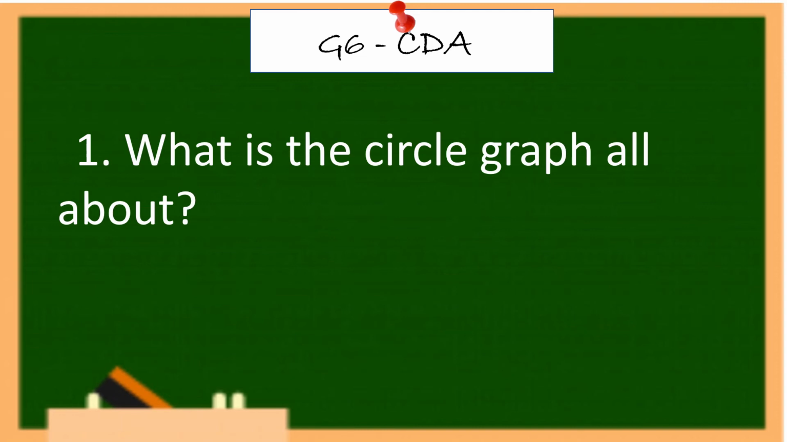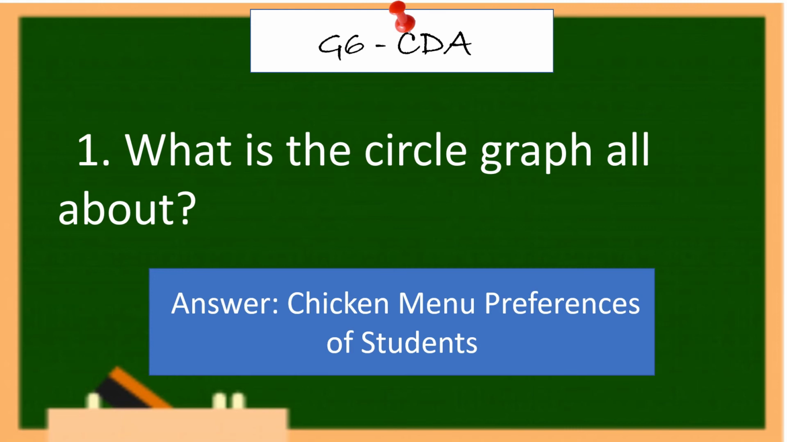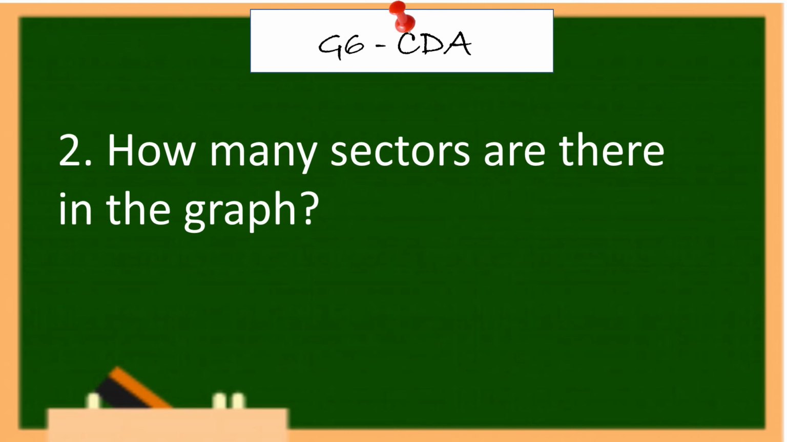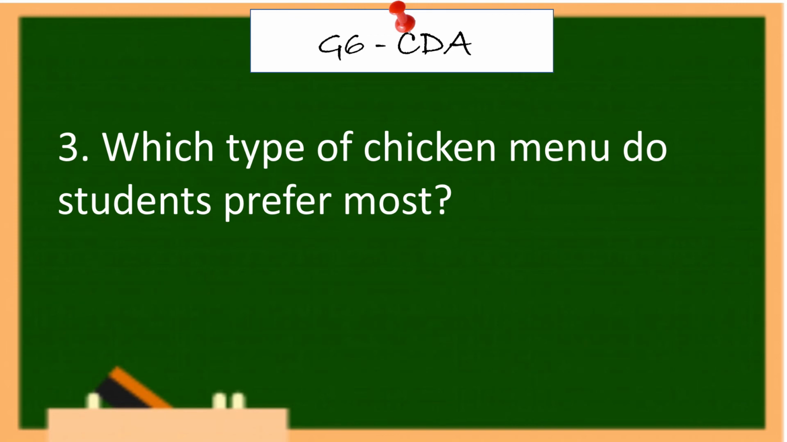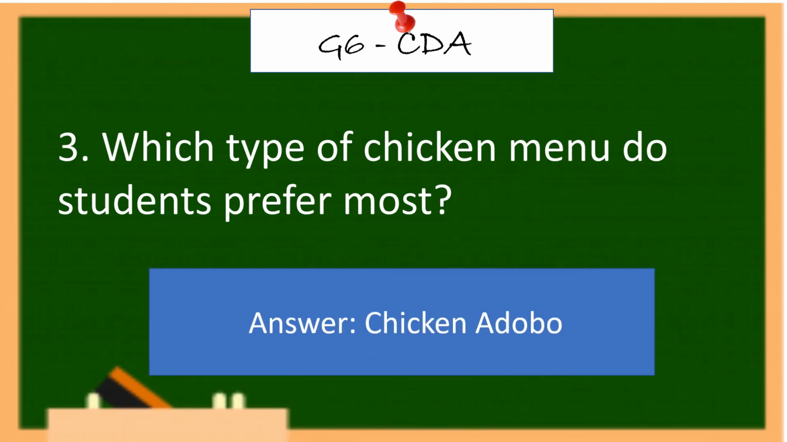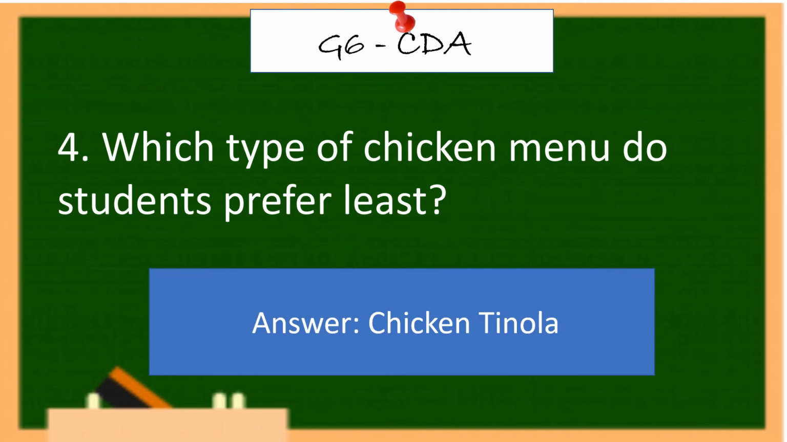So the first question is, what is the circle graph all about? Correct. The answer, chicken menu preferences of students. Number 2, how many sectors are there in the graph? Yes, 5 sectors. Which type of chicken menu do students prefer most? Correct. Chicken adobo. Which type of chicken menu do students prefer least? Your answer? Chicken tinola.